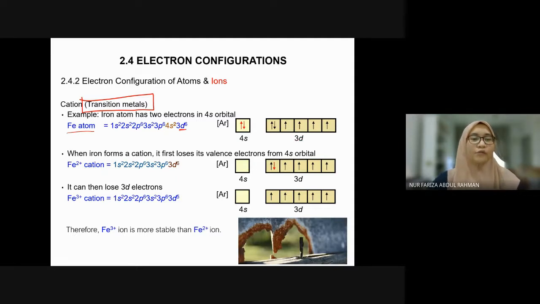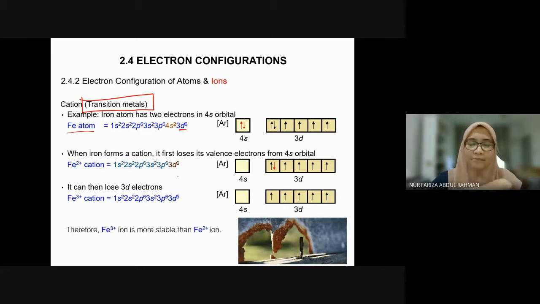Okay, alright. So we know that iron can form iron 2 plus cation and iron 3 plus cation. Dia ada 2 possibility dekat situ. Alright. So for iron 2 plus, obviously there are 2 electrons that need to be removed from iron atom. So how do we remove the 2 electrons? Dekat banyak-banyak electron configuration ni, so how do we remove that?